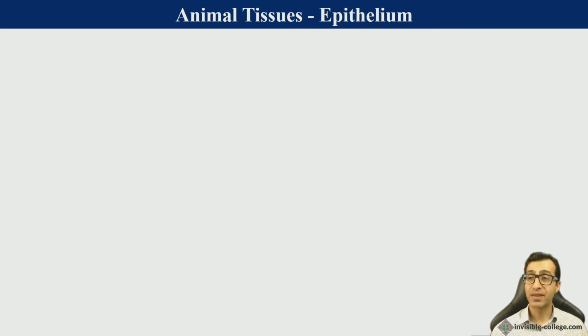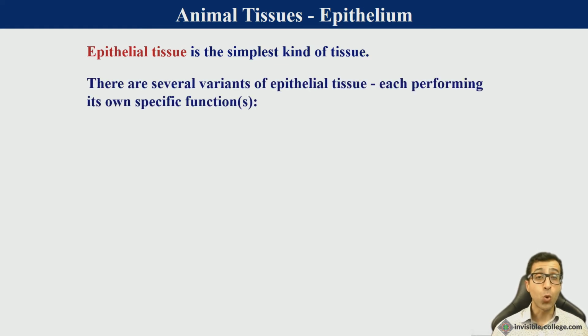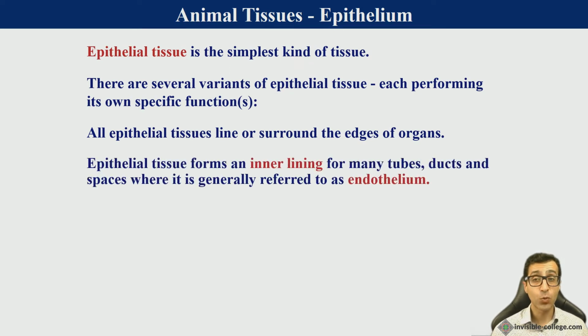So let's take a look at epithelial tissue. Now, epithelium is the simplest kind of tissue that you find in animals, and there are several variants of this, and each of these types of epithelium perform different specific functions. So all epithelial tissues are tissues that line or surround the edges of organs, and this includes the external organ of the skin. Now, epithelial tissue forms an inner lining also of many tubes, ducts, and internal cavities and spaces. Now, in that context, the epithelial tissue is referred to as endothelium, endo meaning within.